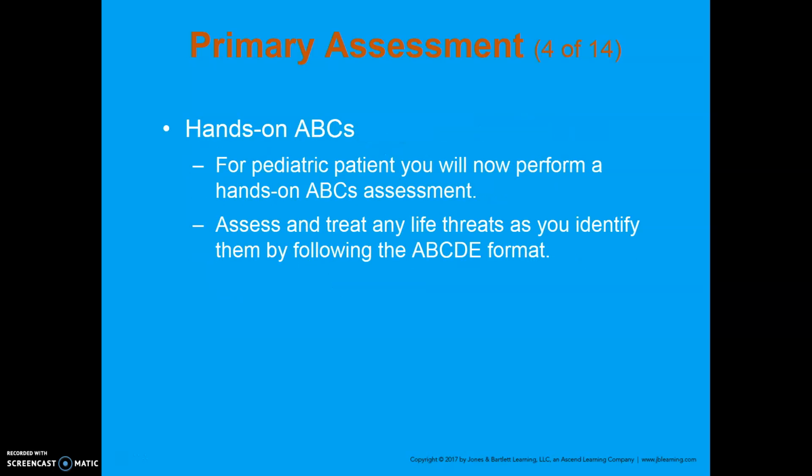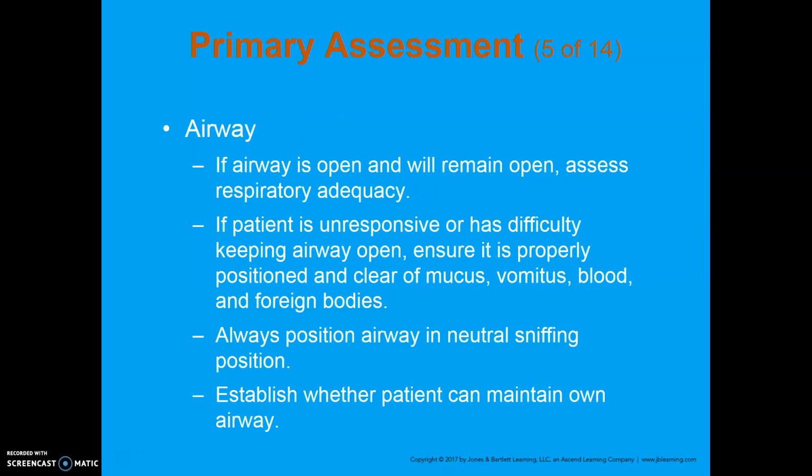Hands-on ABCs. This is the next thing that you'll perform. Assess and treat any life threats as you identify them by following the ABCDE format, so airway, breathing, circulation, disability, and exposure. For airway, if the airway is open and the patient can adequately keep it open, assess airway adequacy. If the patient is unresponsive or has difficulty keeping the airway clear, ensure that it is properly positioned and it's clear of mucus, vomitus, blood, and foreign bodies.